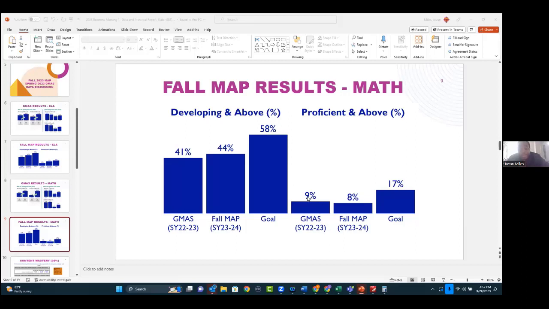This is where we ended in spring Milestones, the 9% proficient and above. Fall MAP has us at about 8%, so that is statistically the same. That 1 point difference is almost negligible, but we're looking to double or just about double this number to go from 8% to 17%.